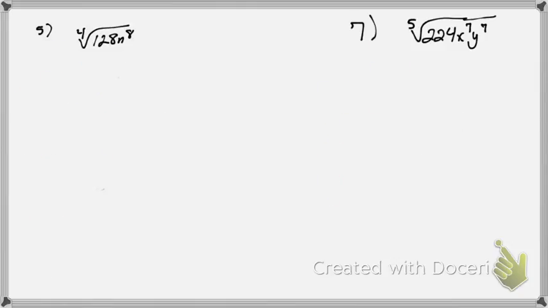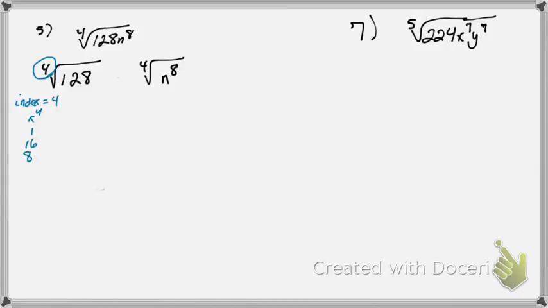Okay, so I'm looking at question number 5 on the homework now. This time we've got the 4th root of 128 n to the 8th. Now, just like earlier this semester, we're going to separate the number from the variable. So I'm going to be looking at the 4th root of 128 and the 4th root of n to the 8th power. I'm going to start with the whole number, and the index on this problem this time is 4. So I'm looking at my x to the 4th column on our table.